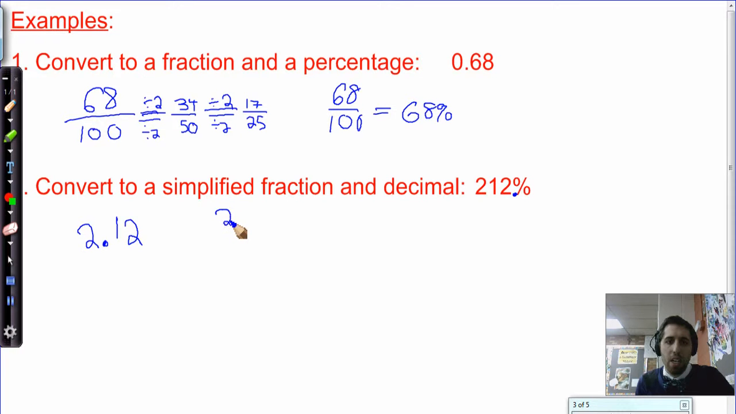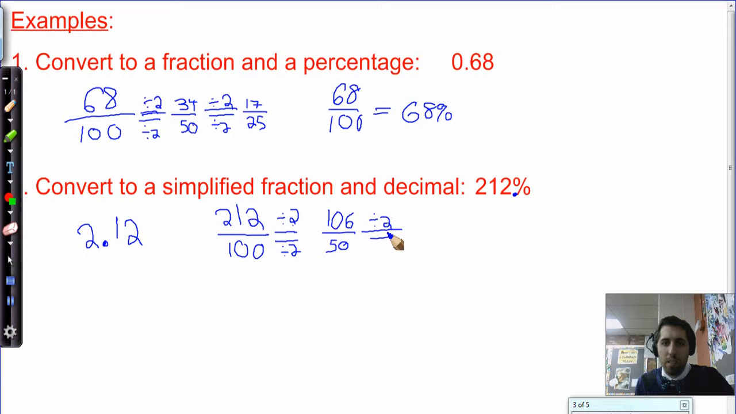So this would be 212%. Again, we said any fraction is, the percentage is just the number over 100. Now again, these are both divisible, so let's simplify this. Let's divide by 2 again. You know it's going to make us divide twice. And we'll get 106 over 50. Okay, we'll divide by 2 again. Again, equivalent fractions, just like we practiced with proportions. And we get 53 over 25.